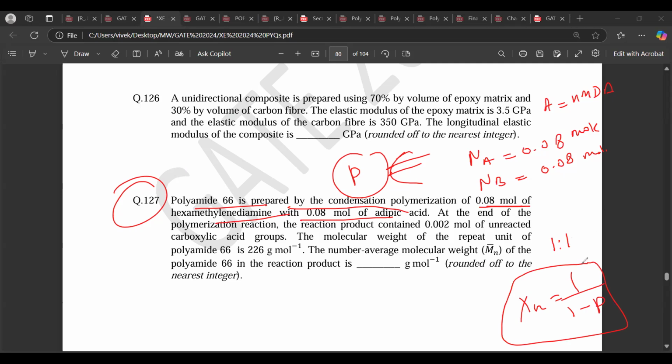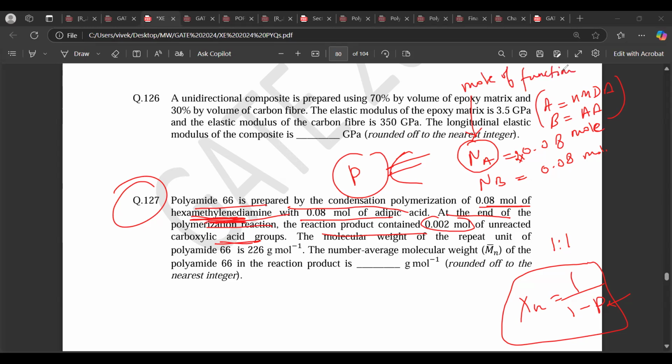This would have been so easy to solve. I only need to calculate P. But there is a trick. At the end of the polymerization reaction, the reaction product contains this many moles of B. My B is carboxylic acid, of course, adipic acid. So this many moles of what? Functional group or monomer? So it's saying 0.08 mole of monomer, HMDA. So the functional group will be 2 into 0.08 mole. This number is the mole of functional group.